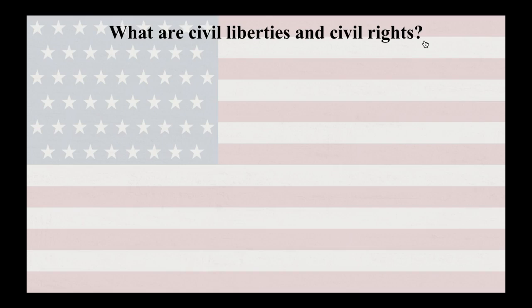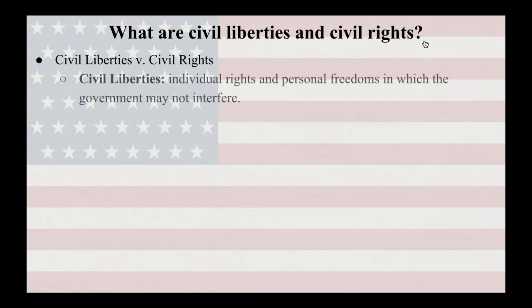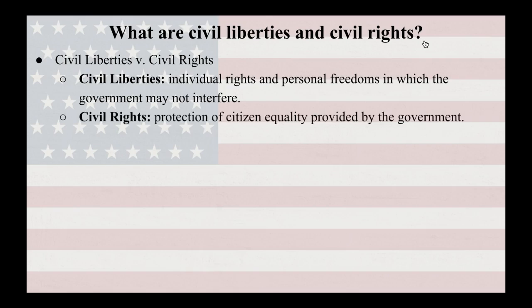And so we have to sort of think about this a little bit. And anytime that I ask students what civil liberties are, or what liberties are, they say these are our freedoms. And that's not wrong, but we need to really establish what they are more in depth. And so civil liberties are individual rights and personal freedoms in which the government may not interfere. And conversely, civil rights are a protection of citizen equality provided by the government.